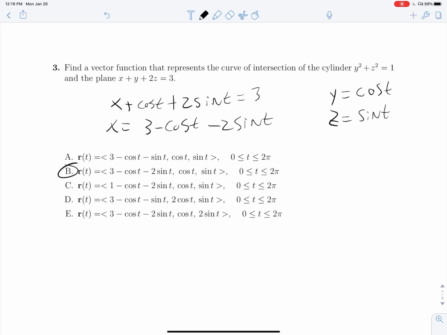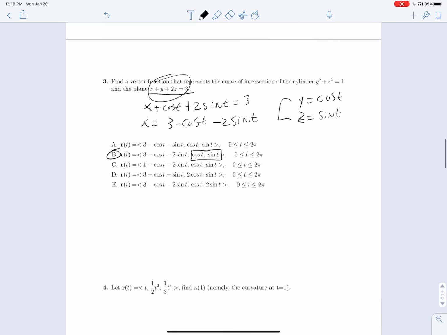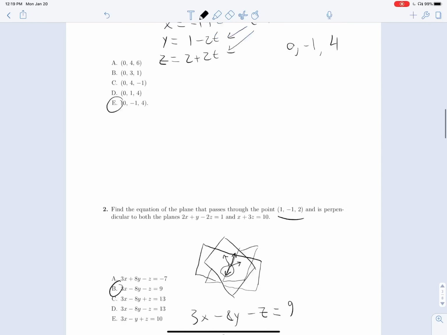And so I hope you can kind of see how we need this kind of base parametrization in here to fulfill the requirement that we trace a circle with respect to the y and z axes, but we also have to account for the weird slope that this plane gives us when we take x into account. And so all we're really doing is taking this little parametrization and plugging it into our equation for the plane. So 3 is B.